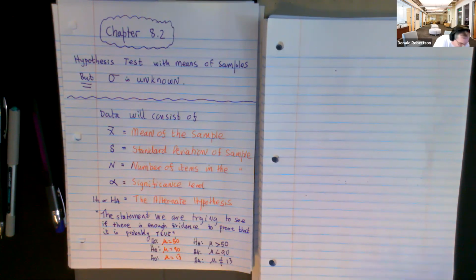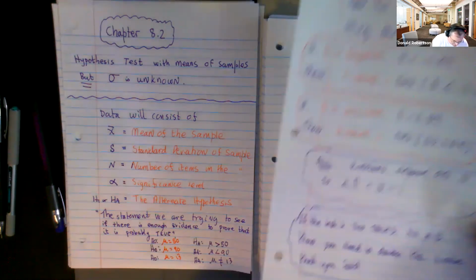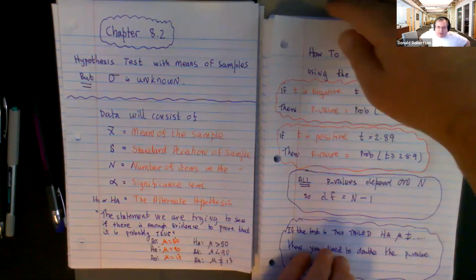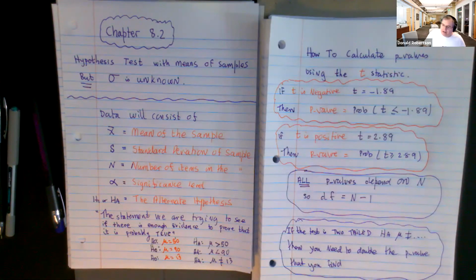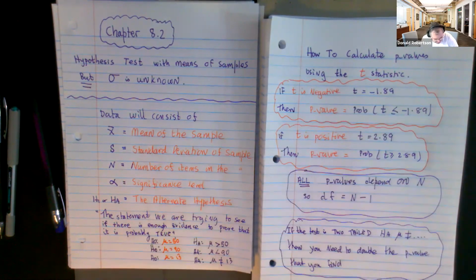So first thing I'm going to do is do a little skill building exercise. And it's how do you calculate p-values using what's called the t-statistic. So if you knew what the t is, let's suppose it's this number or that number or whatever it might be, how do you find it?